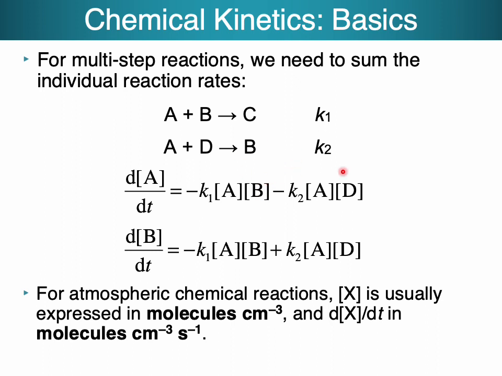So this kind of formulation is very useful when you're considering the rate of change, or how quickly something disappears or appears or is produced, when many reactions are involved. So for atmospheric chemical reactions, the concentration of a particular species is usually expressed in terms of the number of molecules per cm cube, such that the rate of change of this species, basically the rate of reaction, is usually expressed in this unit.